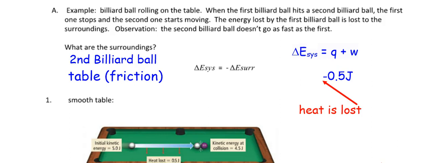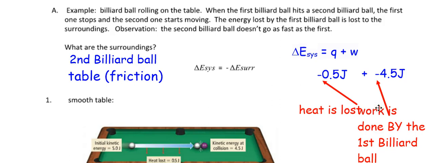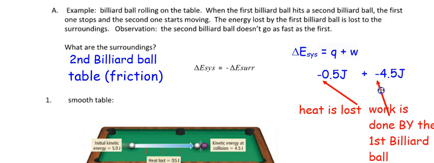What about the work? It goes from the ball to the second ball, okay? So this is your table with the heat. Well, what is getting the work from the first billiard ball? It's your second billiard ball. There we go. All right, so I have this. Okay, why is that positive or negative? Because work is done by the first billiard ball, isn't it? So it's also a negative number.